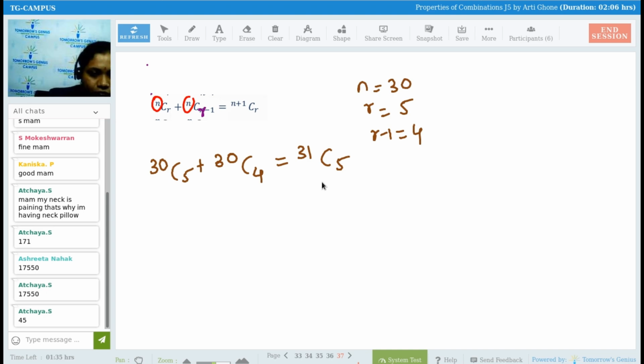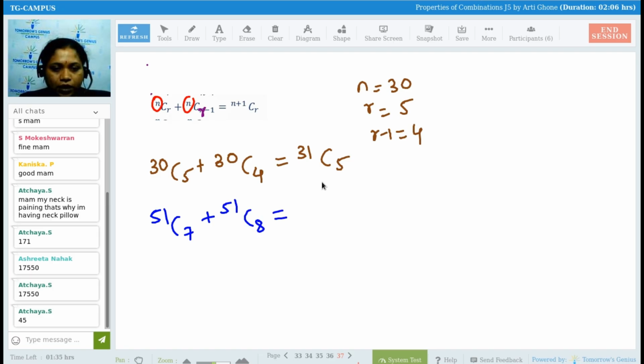Now my question for all is, what will be the answer? Quickly. 51C7 plus 51C8. Don't answer in terms of solving. Just answer in terms of combinations.